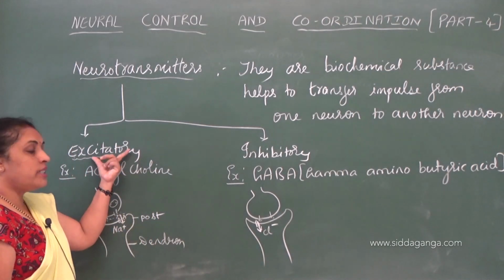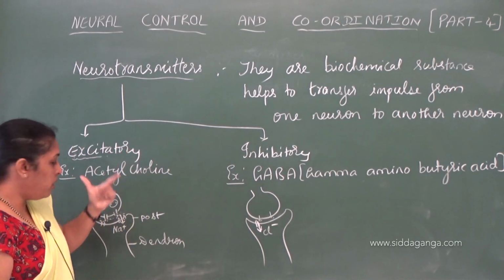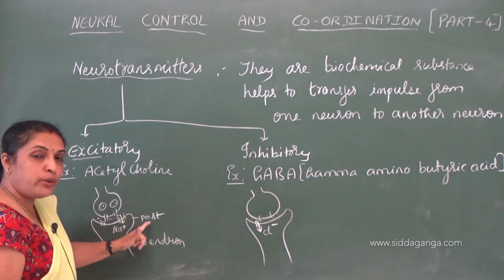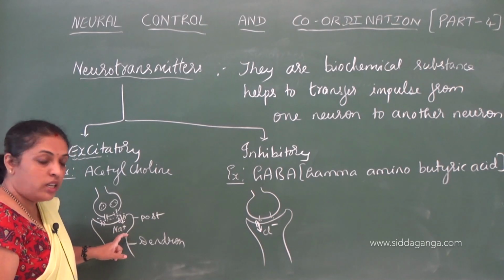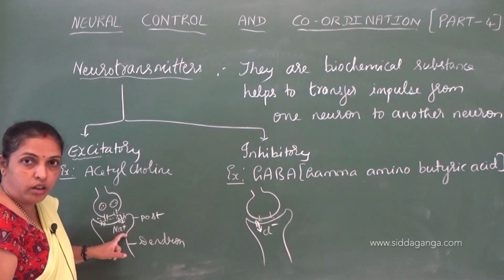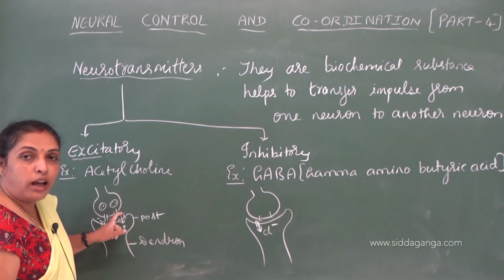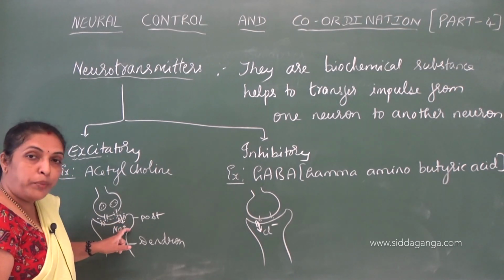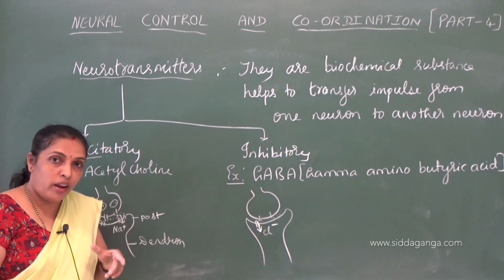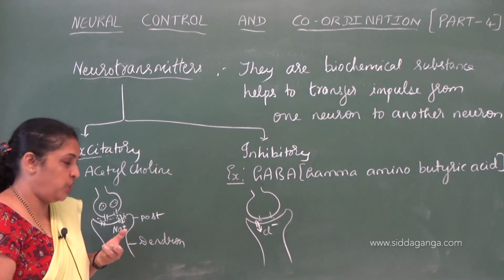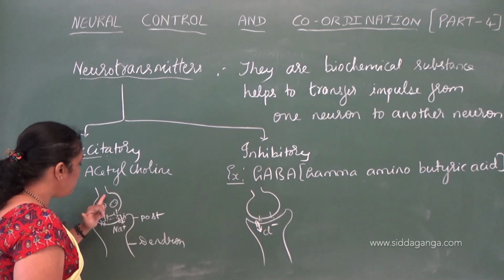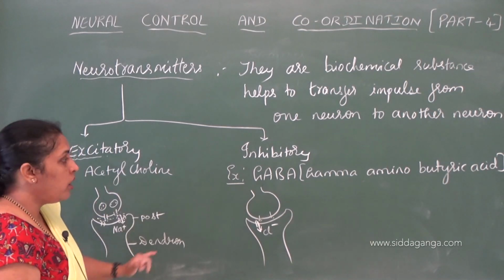See, excitatory neurotransmitters, when they adhere to the postsynaptic membrane, they open the sodium gated channels. Sodium ions are positive ions. So in postsynaptic membrane we see depolarization. That means there is generation of action potential. In that way it carries the impulse from one neuron to another.